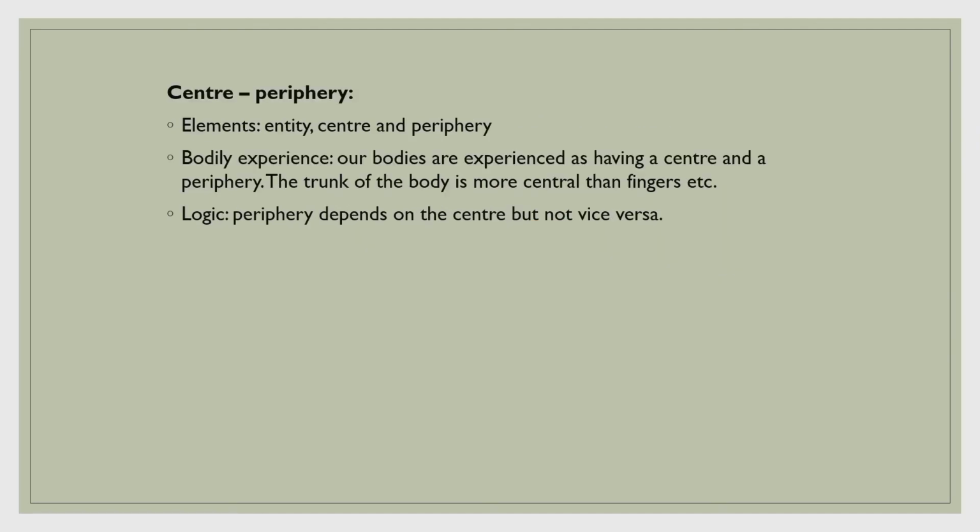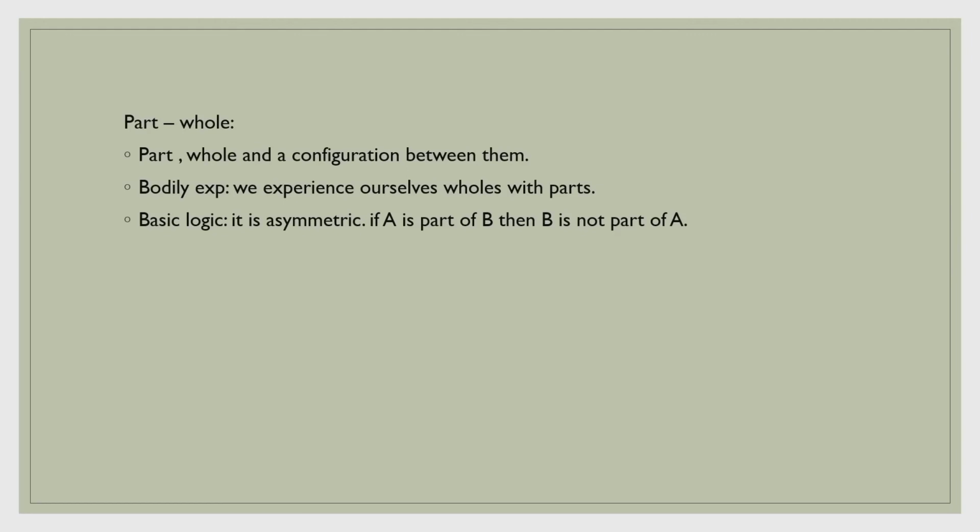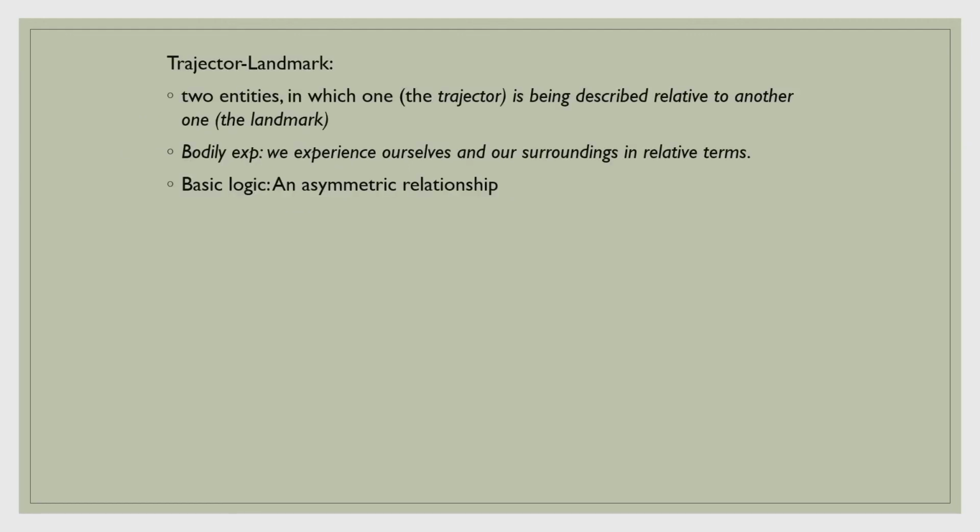Center periphery we have already seen in metaphor. We will look at the relationship of image schema with metaphor also. This is yet another one, center periphery, simple to understand. Part whole, the schematic understanding, we have also seen. Trajectory landmark we have just seen. Two entities in which one is being described relative to another is the trajectory landmark image schema.